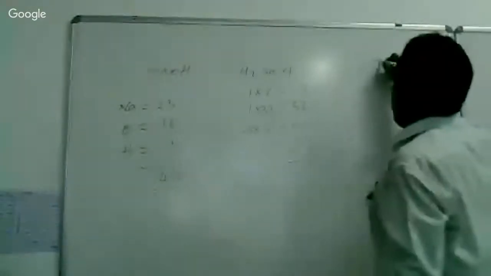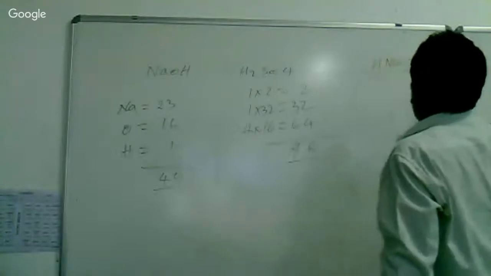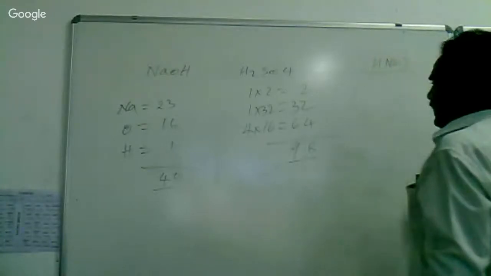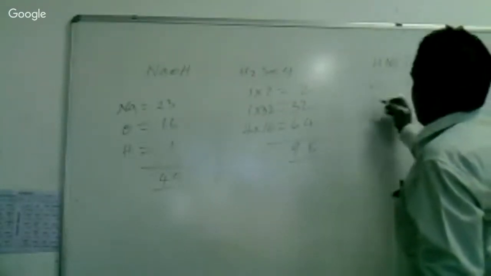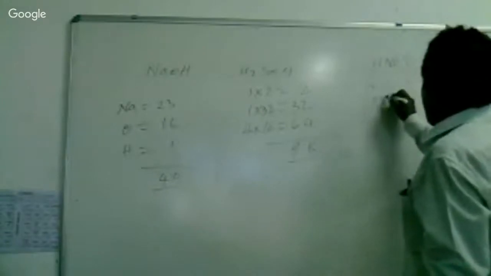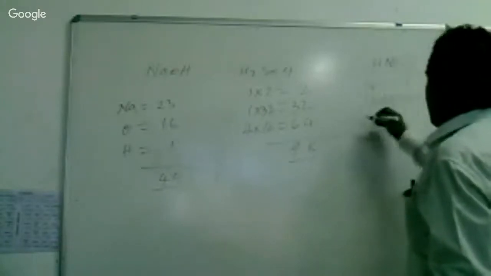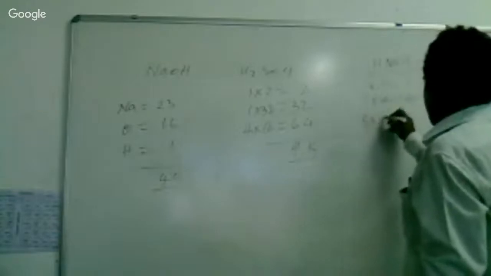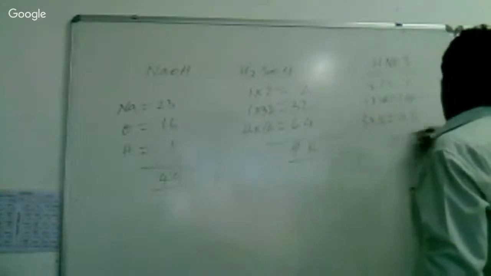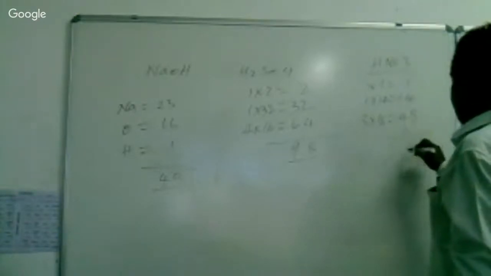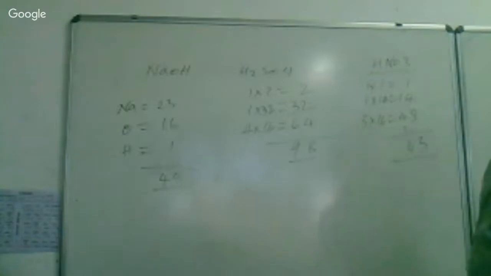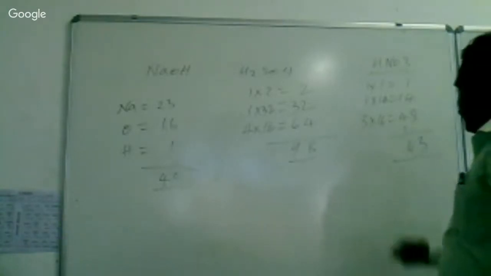In the same manner you can calculate HNO3, nitric acid. There is only one hydrogen atom, so 1 into 1, nothing but 1. Nitrogen is 14, 1 into 14, nothing but 14. And there are 3 oxygens, 3 into 16, nothing but 48. And the total is 1 plus 14 plus 48, and it is 63. Molecular weight of nitric acid is 63.